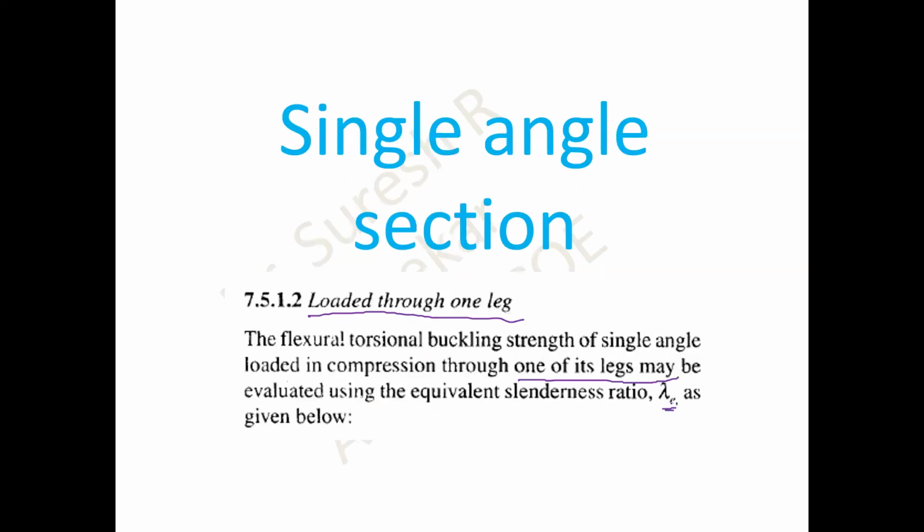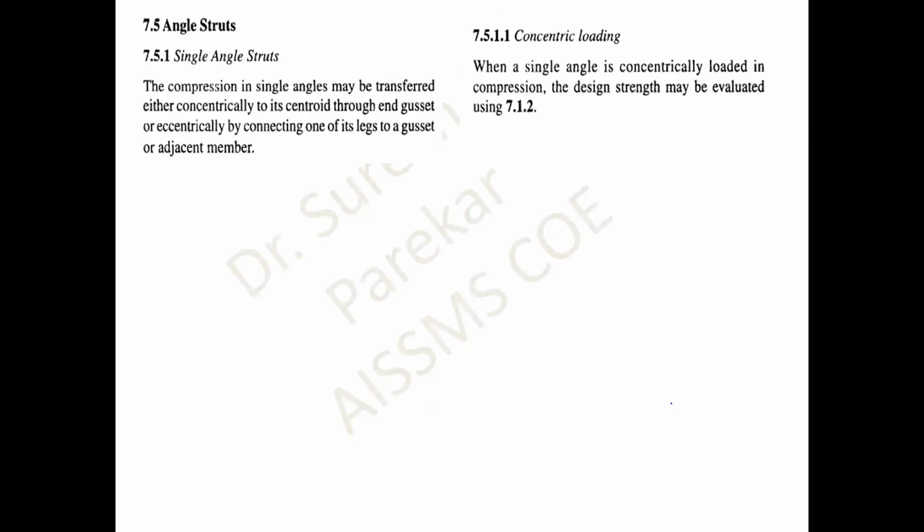Now we can see how we will go with this. Single angle, clause 7.5.1, and this is 7.5.1.2. 7.5.1.1 is concentric loading. If it is concentric loading, then we have to go to 7.1.2. But for a single angle, it is not possible to go by concentric loading. So in a single angle, we are loaded with one leg, and therefore we have to use 7.5.1.2, which is detailed below.